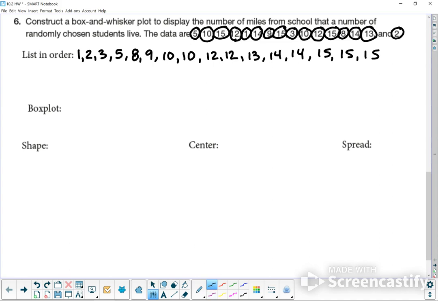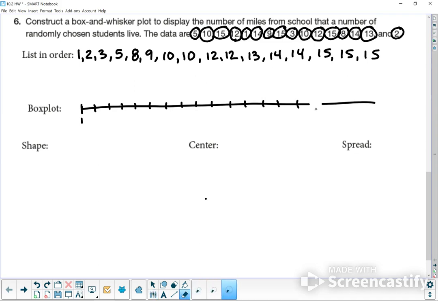Oh, we need our own. Okay. So it looks like the smallest number is 1. So I'm going to go ahead and just put 1. And it goes all the way to 15. So I'm just going to count 2, 3, 4, 5, 6, 7, 8, 9, 10, 11, 12, 13, 14, 15. Right? And that's about all I need. Go ahead and label it.